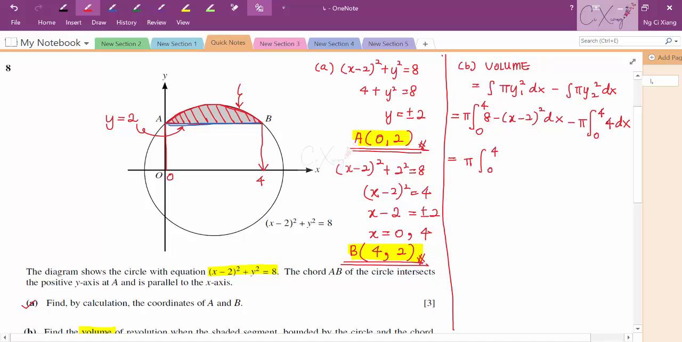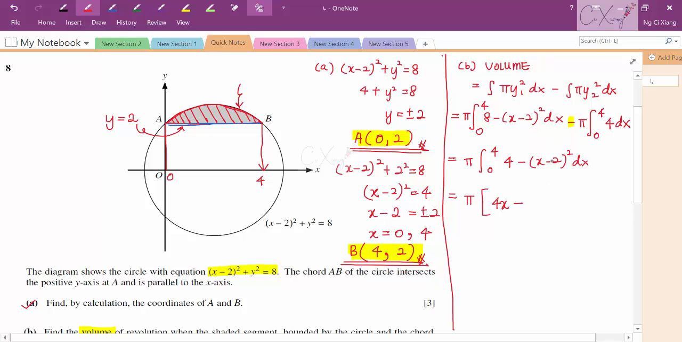So 8 minus 4, you get 4. Therefore, you're having 4 minus (x minus 2) squared dx. It seems like everything cannot be simplified anymore, so I will start the integration. Integrate 4, I'm having 4x.